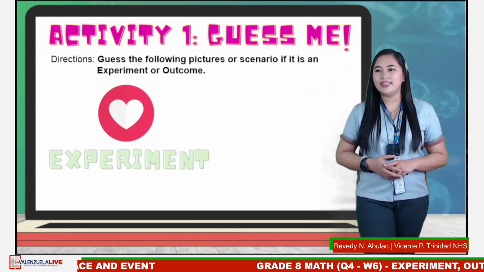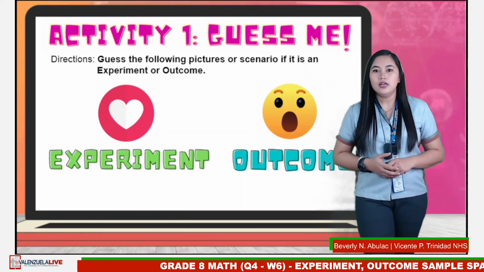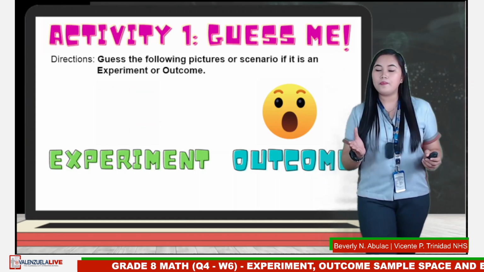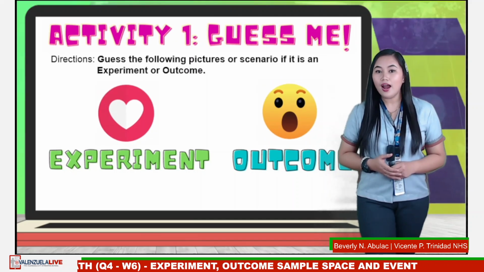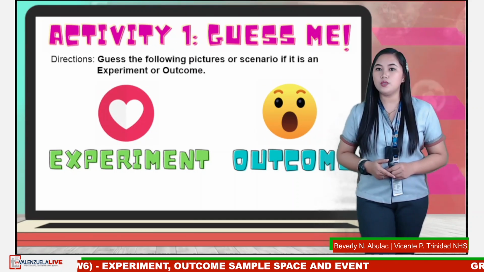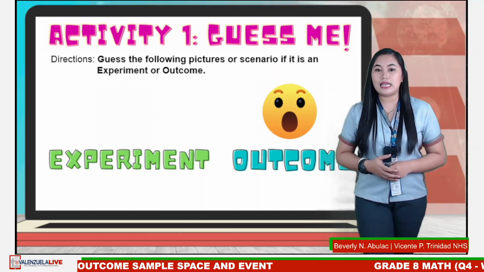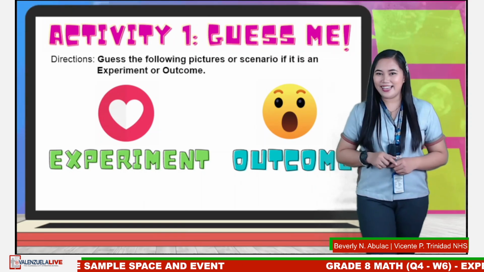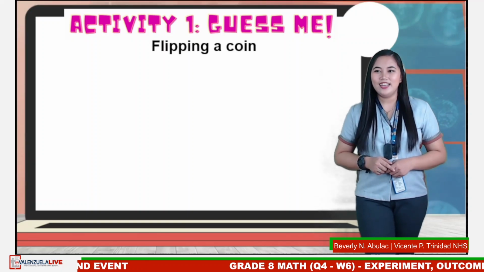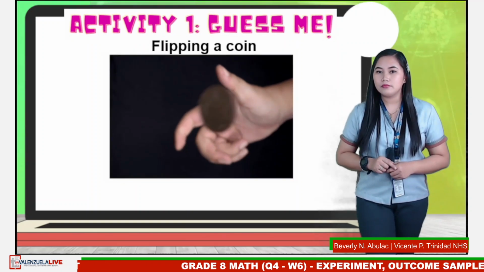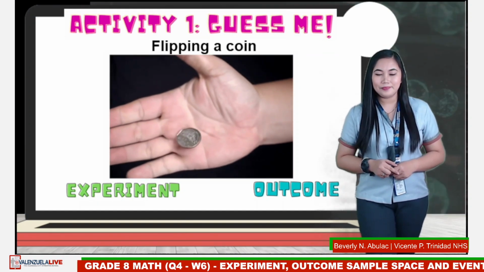Let's start. Let's have our activity number 1, Guess Me. Directions: Guess whether the following features or scenarios state an experiment or an outcome. Press the heart react button if it states an experiment, and the wow react button if it states an outcome. Are you guys ready? Let's begin. Number 1. Flipping a coin. Is it an experiment or an outcome?